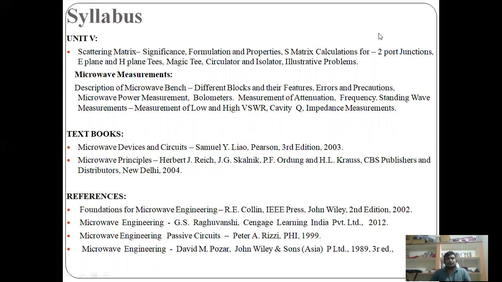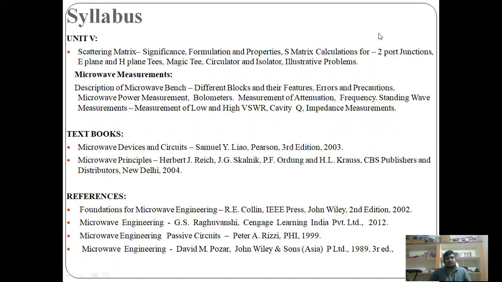We'll start with the description of the microwave bench. To understand the components, we start with the description of the microwave equipment first, then the different blocks, features, errors, precautions, power measurements like the bolometer, measurement of attenuation, measurement of frequency, measurement of VSWR, whether it's a low VSWR or high VSWR, cavity, and impedance measurement.